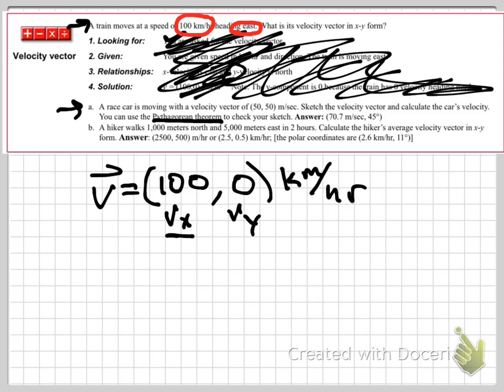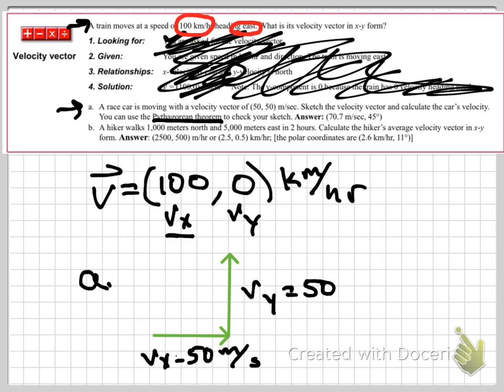So let's do our green components here. It's going to be letter A. Say we'll make every block worth 10 meters per second. So 1, 2, 3, 4, 5. It's about 5. And 1, 2, 3, 4, 5. So we have our Vx equals 50 meters per second, Vy equals 50 meters per second.